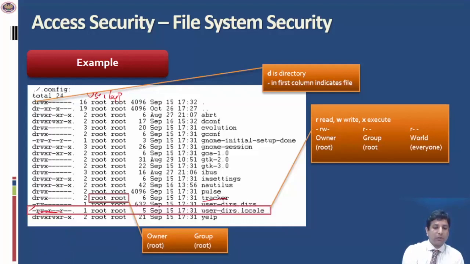In this example, we are talking about the file user-dirs.locale. The third set of characters, or the last three characters, provide permissions for the world, or everyone else other than the owner and the group. So here also we can see that only read permission has been provided to everybody other than the owner and the group, for the same file.